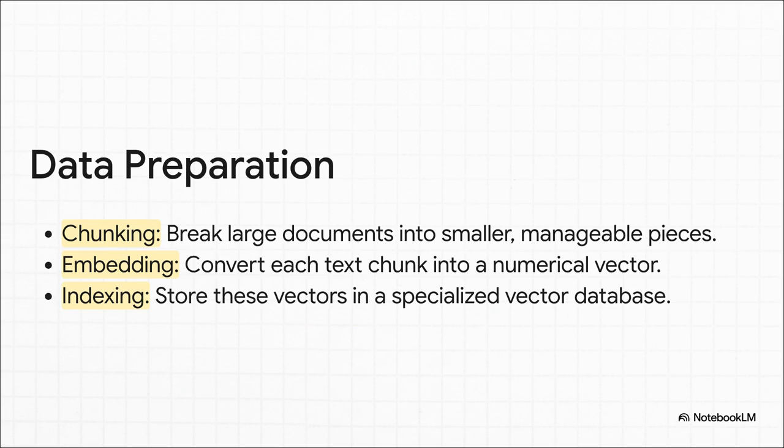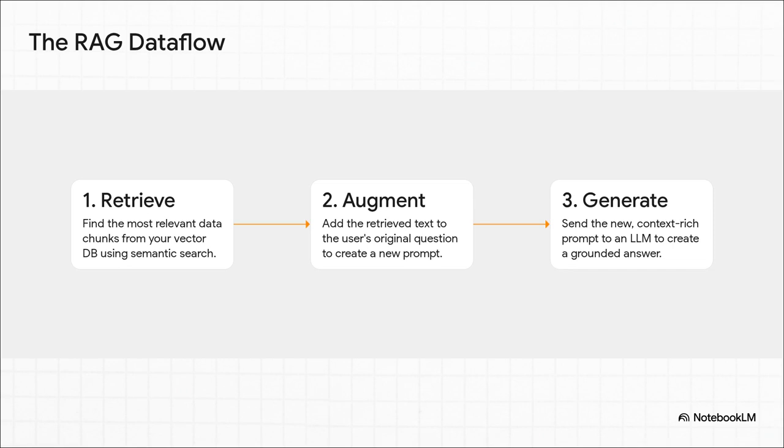Next, we use an AI to convert each little chunk of text into a long string of numbers. That's called a vector embedding. Just think of it like this. It's turning the meaning of the words into a specific coordinate on a giant, complex map. And finally, we store all of these vector coordinates in a specialized vector database that's built for one thing: incredibly fast similarity searching.